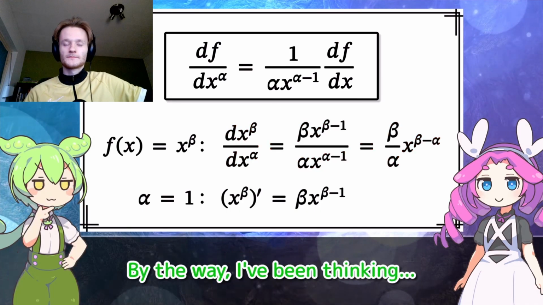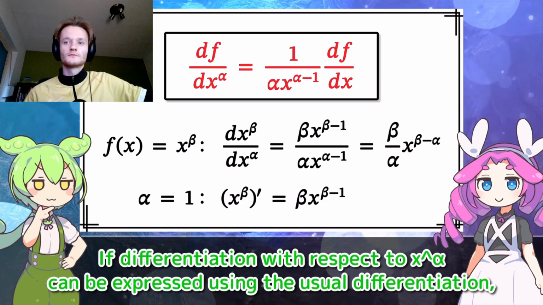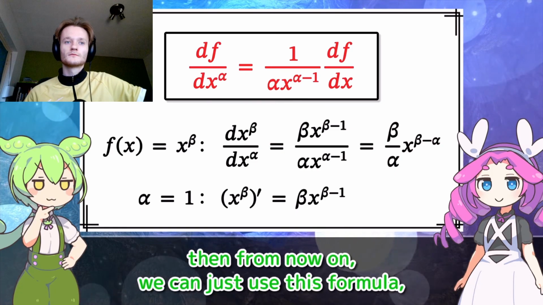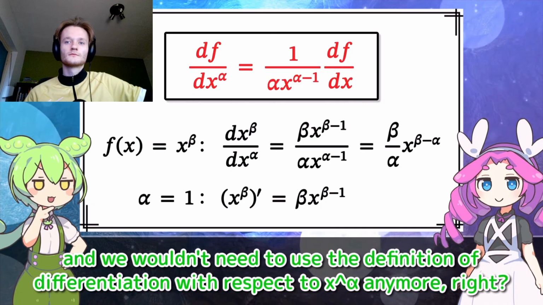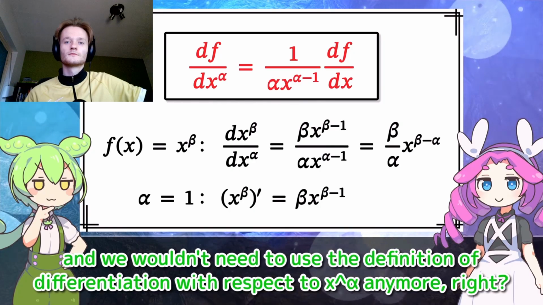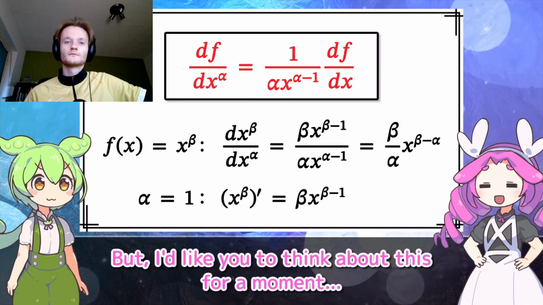By the way, I've been thinking, if differentiation with respect to x to the alpha can be expressed using the usual differentiation, then from now on we can just use this formula, and we wouldn't need to use the definition of differentiation with respect to x to the alpha anymore, right? That's a reasonable thought. But I'd like you to think about this for a moment.